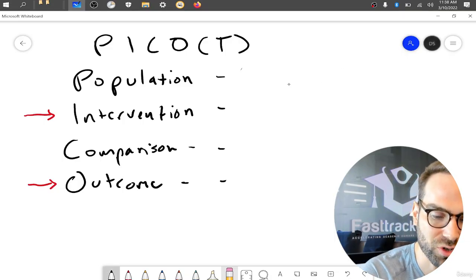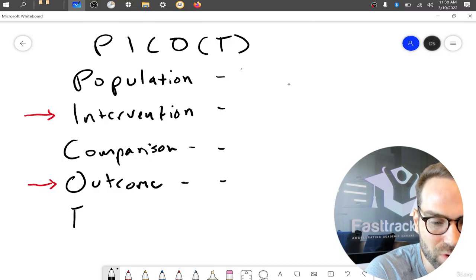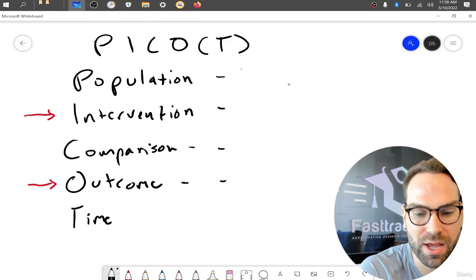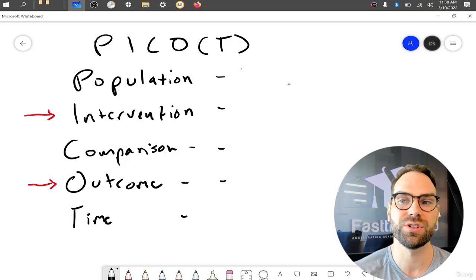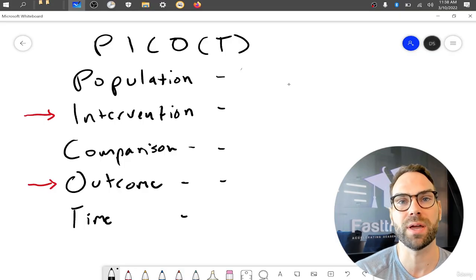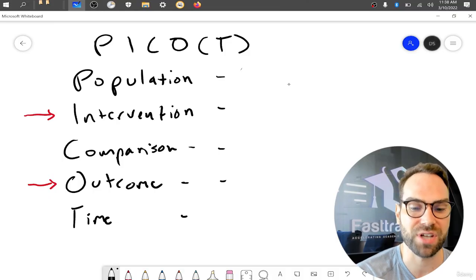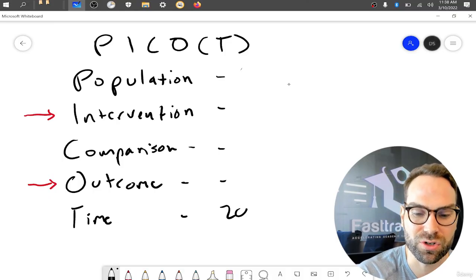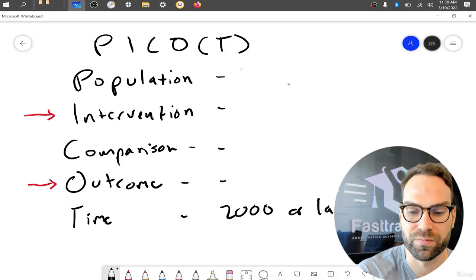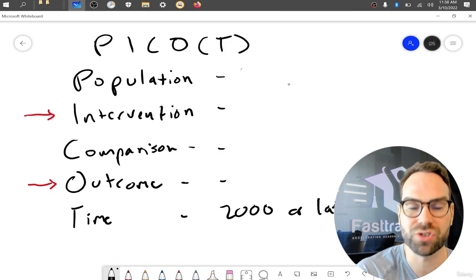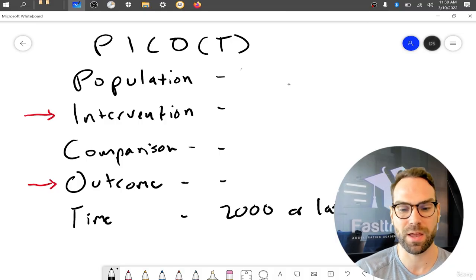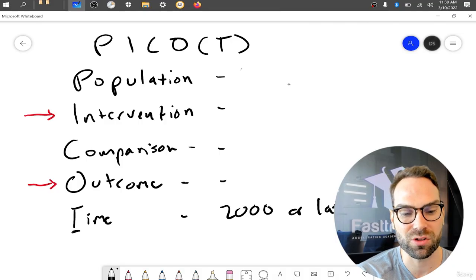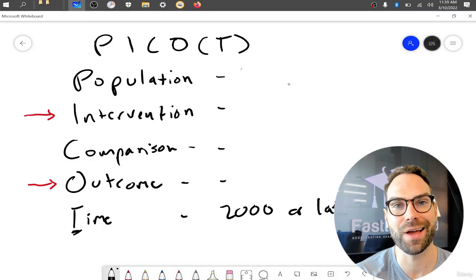The last thing that's kind of optional as well, and that's T in the model, is the time period. And sometimes you may have a reason that you only want to look at certain dates. Suppose there's a new technology that only became available in the year 2000. That would say that you want to specify the year 2000 or later. This is not a strictly essential criterion, but for some of you, you might have a very good reason why you only want to cover certain time periods. If so, then go ahead and include this T component in your model as well.